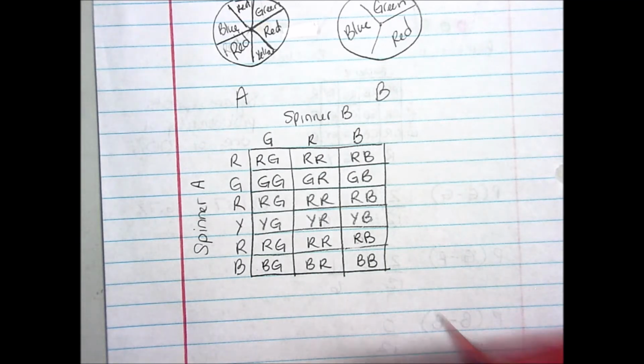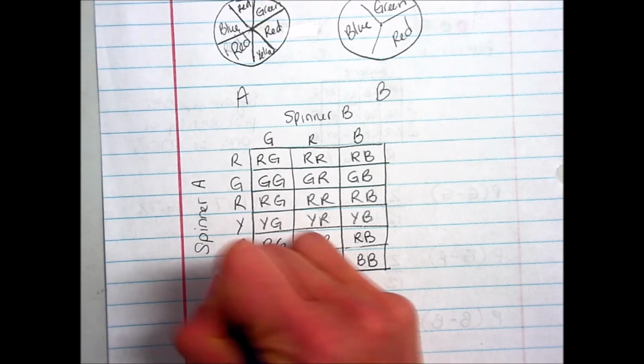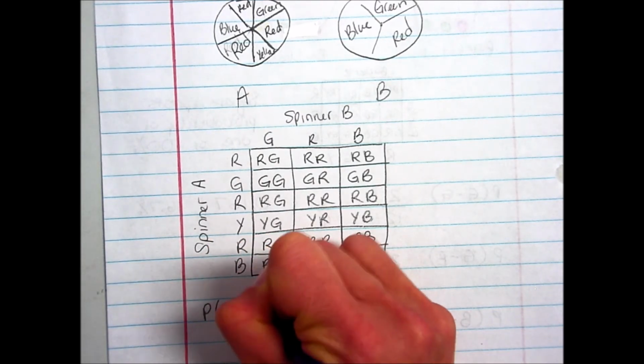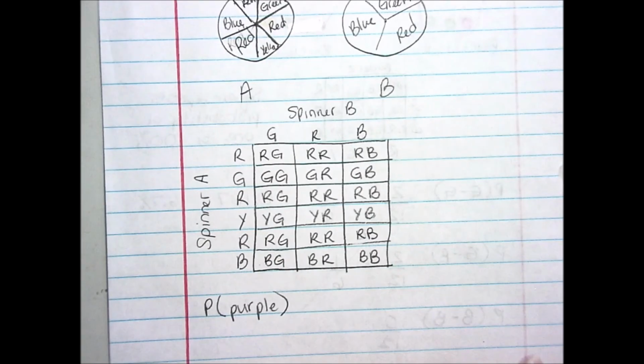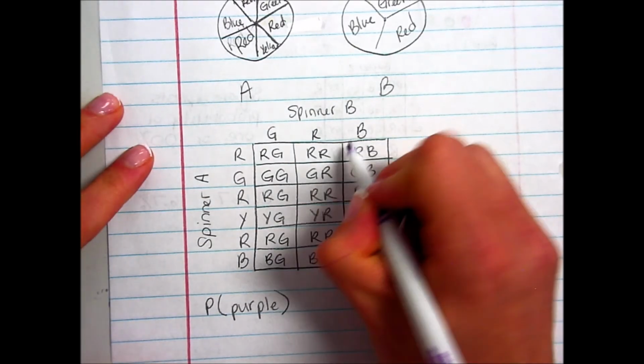Okay, so when we use our diagram, we can find the probability of getting purple. Peyton, can you pass me that purple marker? Alright, so what does it take to make purple? Red and blue. And it does not matter what order.